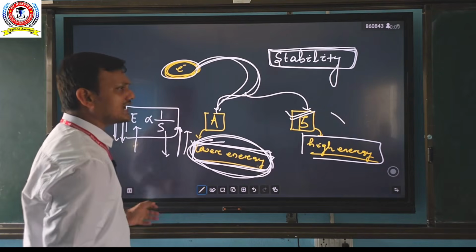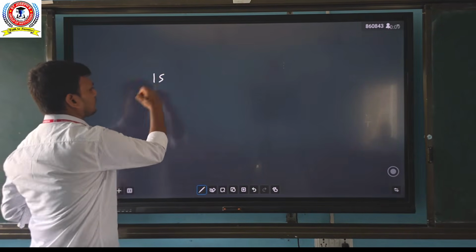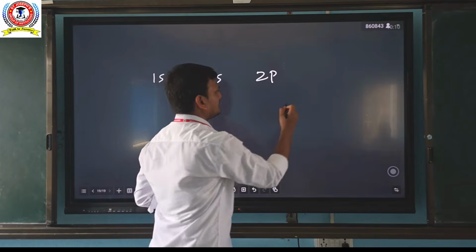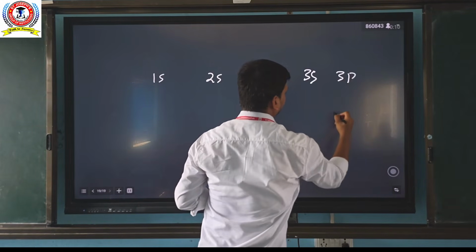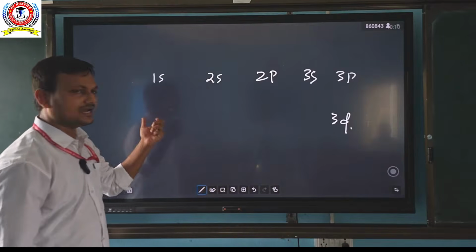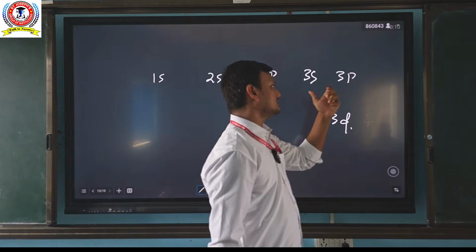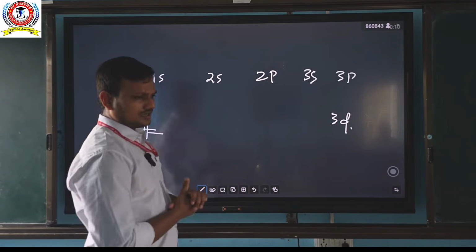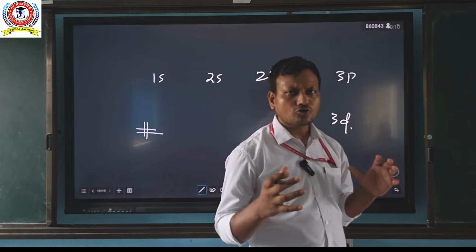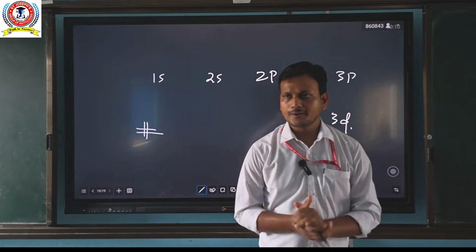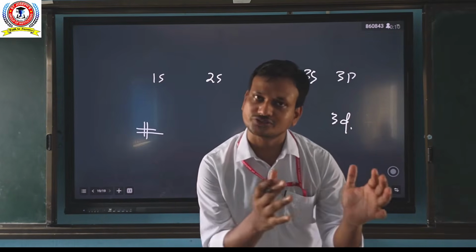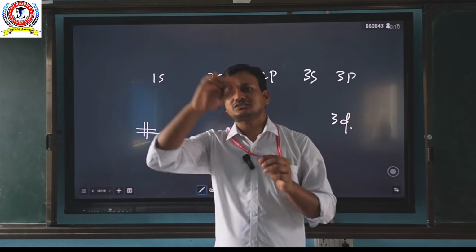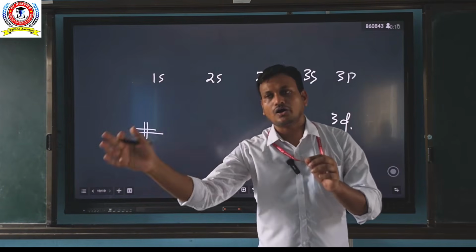Suppose I write 1s, 2s, 2p, 3s, 3p, and 3d. What I say, students? 1s, 2s, 2p, 3s, 3p, and 3d. You know that finally the electron stays in your shell, or subshell, or in your orbitals.